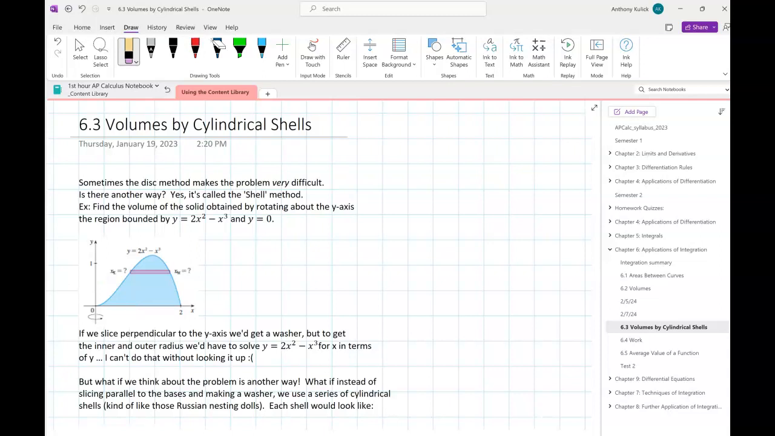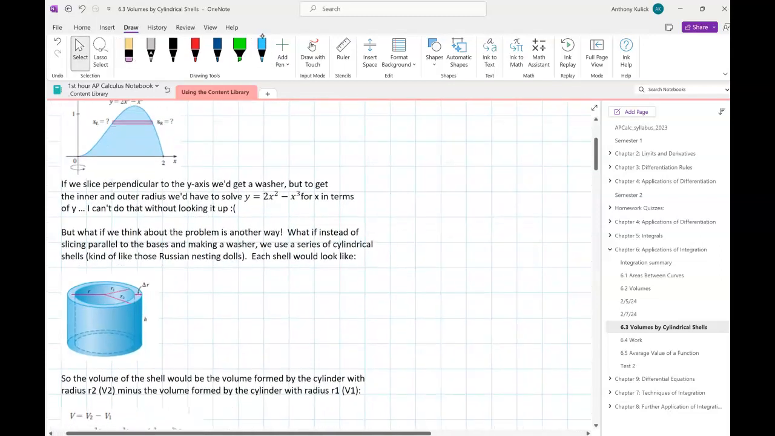So what do? If we wanted to continue using that same method, we would somehow have to rewrite that function as a function of x in terms of y. I can't do that without looking up the general form for a cubic equation. No one's going to expect you to look up the general form for a cubic equation. We're just not going to do it that way. Okay?